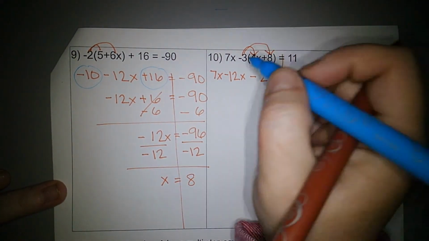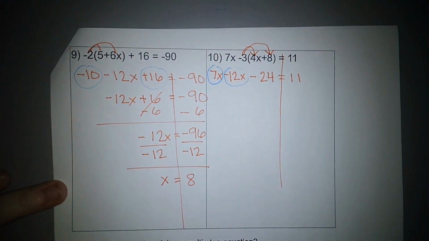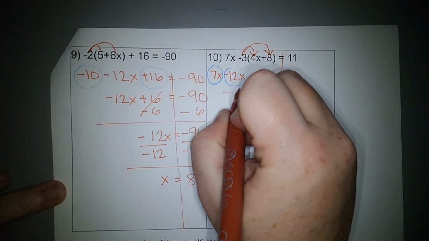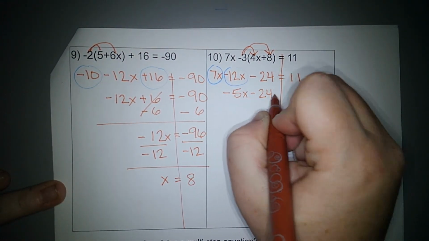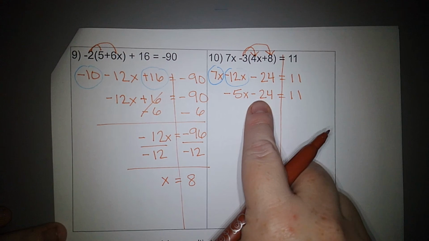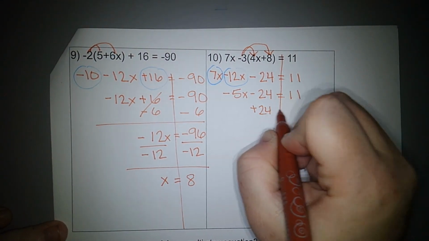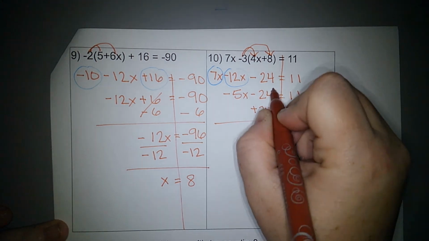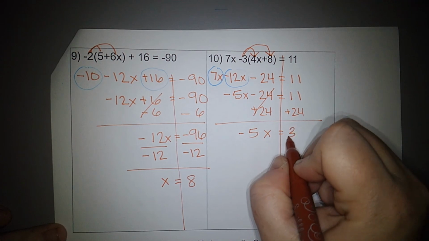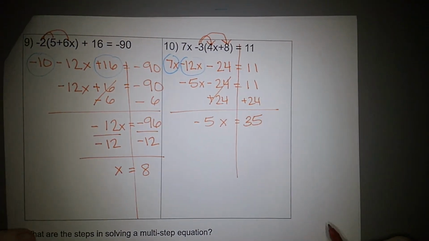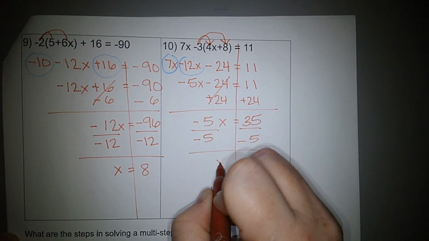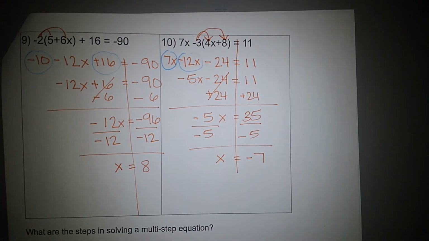We have some terms to combine. We have 7x and negative 12x. 7 minus 12 is negative 5x minus 24. And that all equals 11. The opposite of a minus 24 is a plus 24. 24's cancel out, leaving us with negative 5x equals 35. The opposite of multiplying by negative 5 is dividing. So we get x equals negative 7.